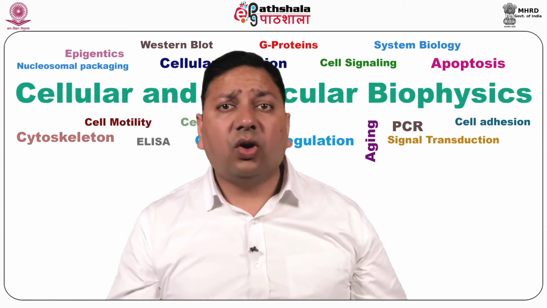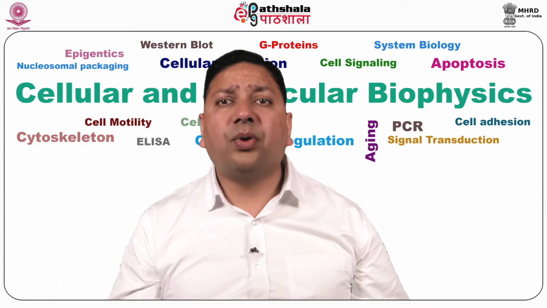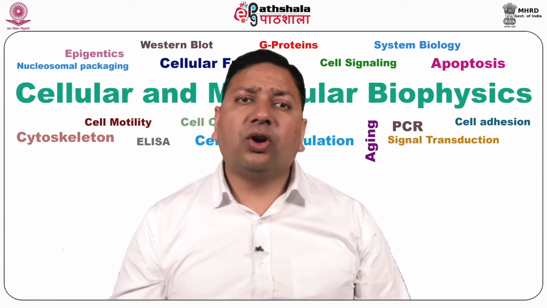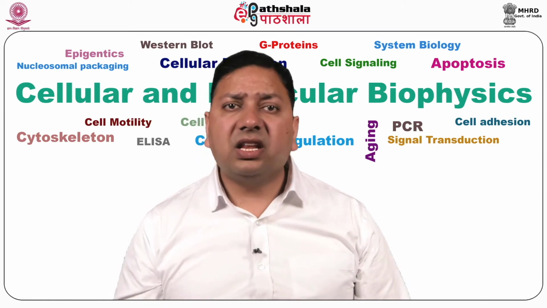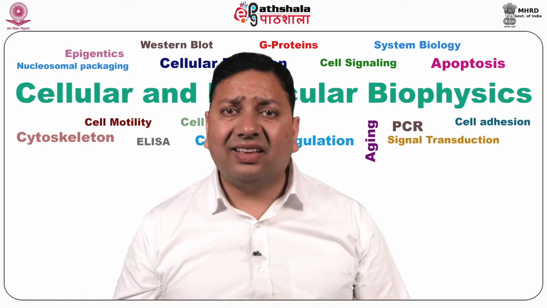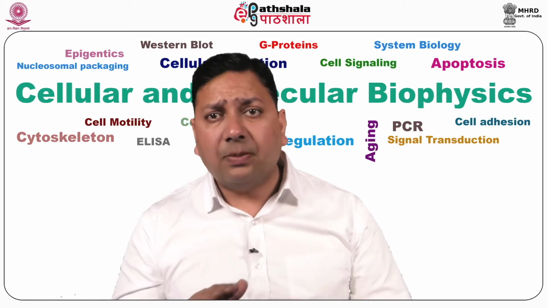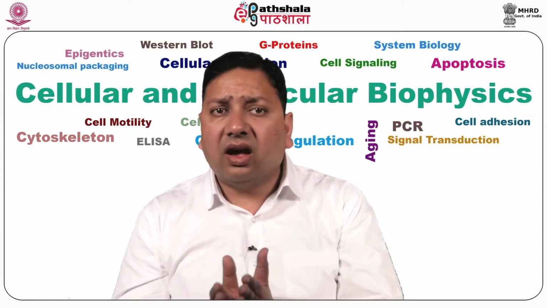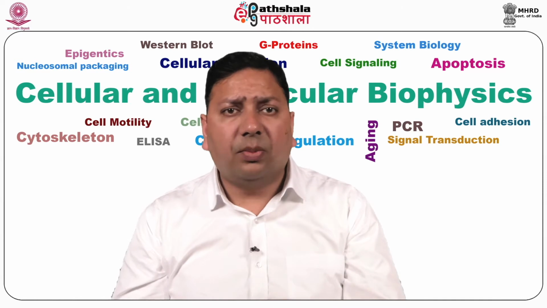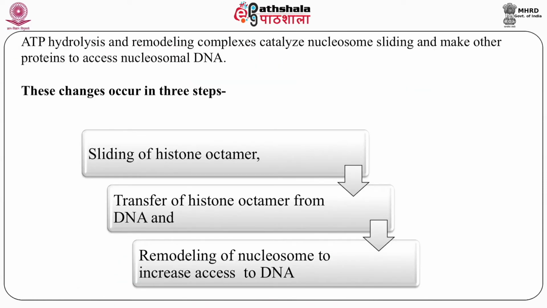There are a number of ATP dependent chromatin remodeling complexes, and the function of each complex is controlled by the cell. ATP hydrolysis and remodeling complexes catalyze nucleosome sliding and allow other proteins to access nucleosome DNA. These changes occur in three forms. Number 1, sliding of histone octamer. Number 2, transfer of histone octamer from DNA. And number 3, remodeling of nucleosome to increase the access of DNA.